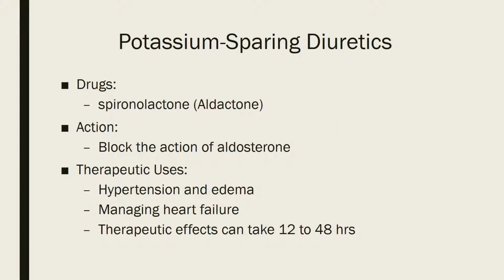Then you have your potassium-sparing diuretics, which is spironolactone or Aldactone. These are not wasting, so they retain their potassium. This blocks the action of aldosterone in the renin-aldosterone system. Therapeutic uses: hypertension and edema, managing heart failure, and the therapeutic effects take anywhere from 12 to 48 hours to start seeing.